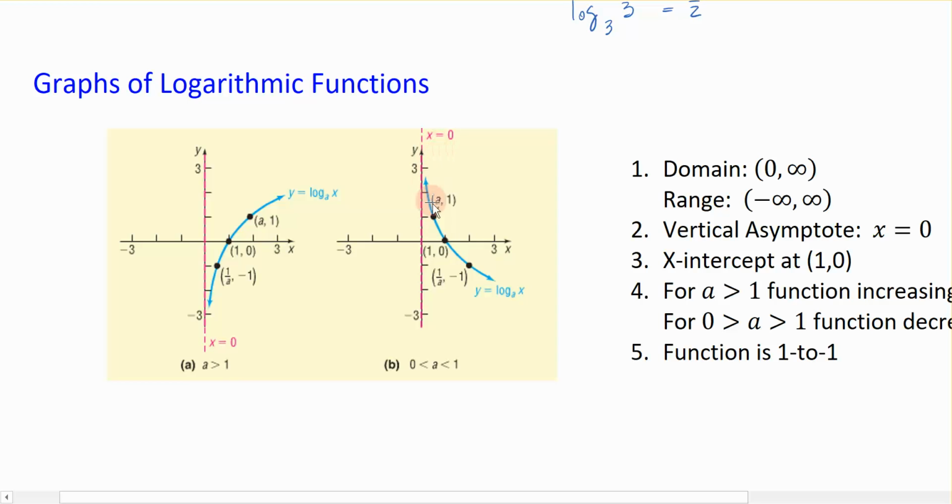Here on the right picture we have a decreasing function. This is when a is between 0 and 1. So we still cross at (1, 0). We still have a vertical asymptote at x is equal to 0. It's just that this is decreasing.